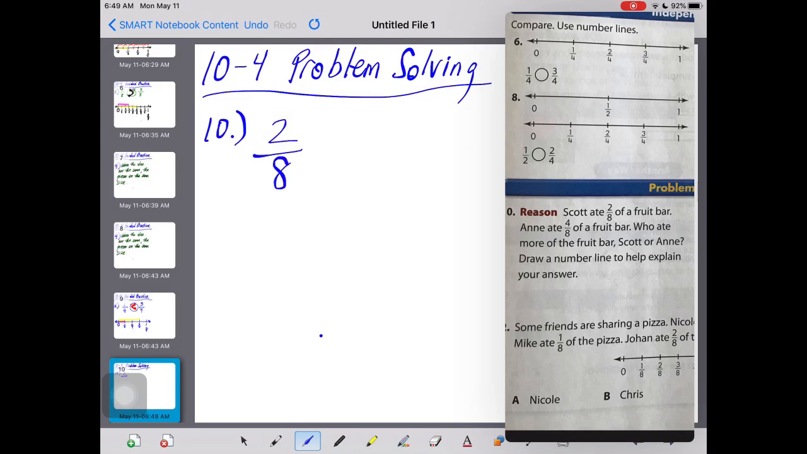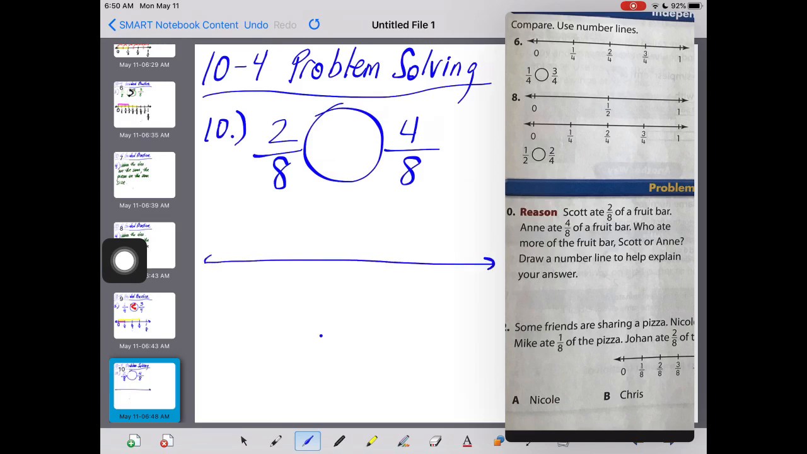All right, so Scott ate 2/8. And Ann ate 4/8. We're comparing those two. And look at that, the denominator is the same, right? Eighths. So we just need to draw one number line. 0 and 1 whole fruit bar. Divide this up into eighths. So divide that in half. Half and half, that's fourths. Divide that up again, and now we have eighths.